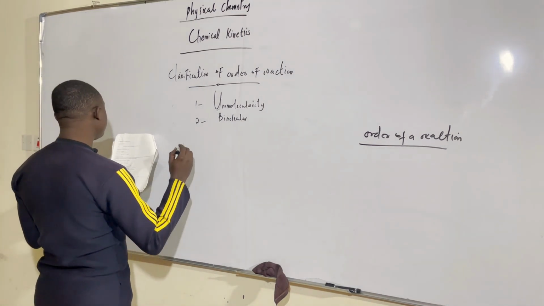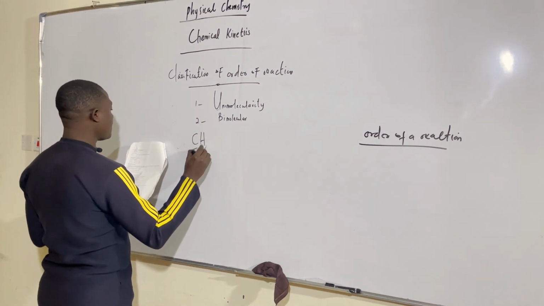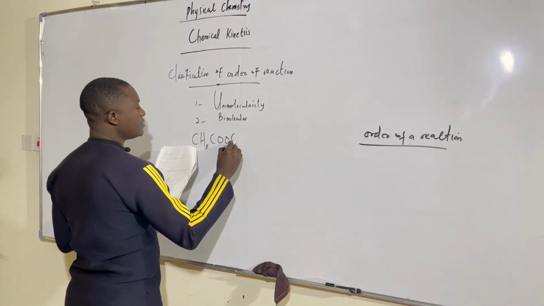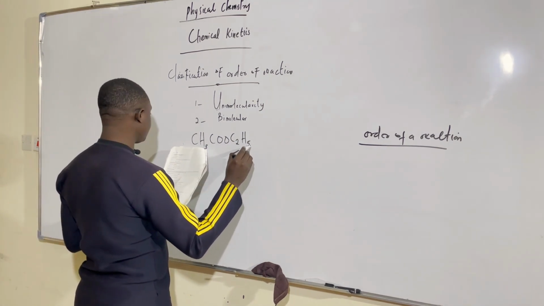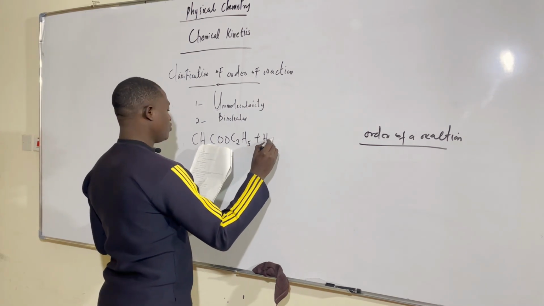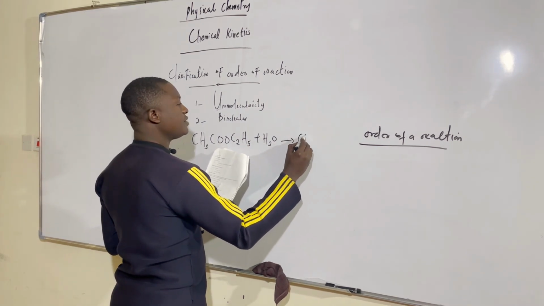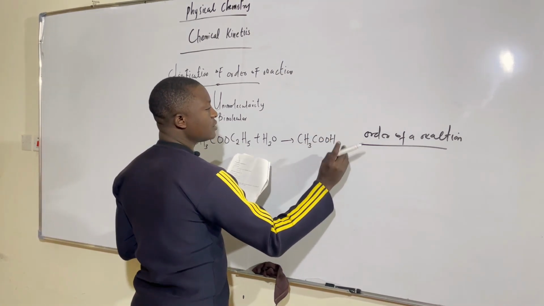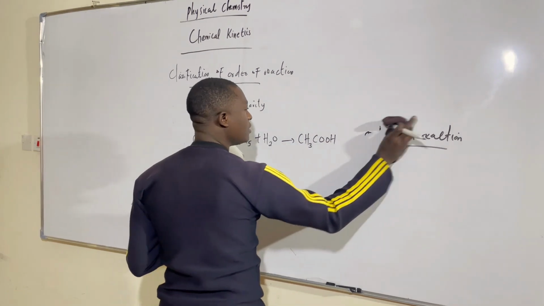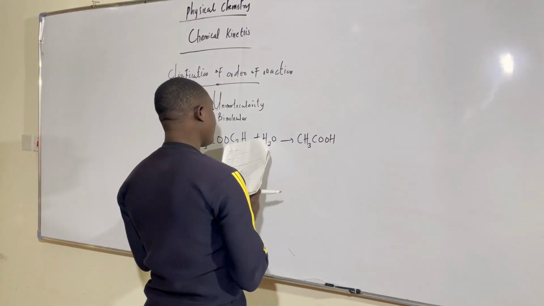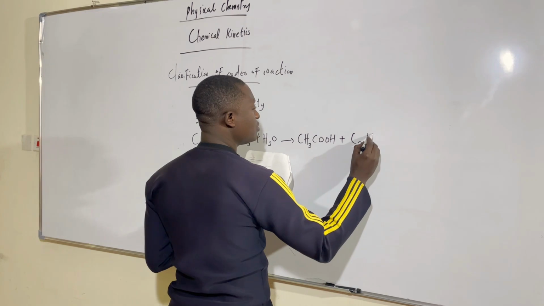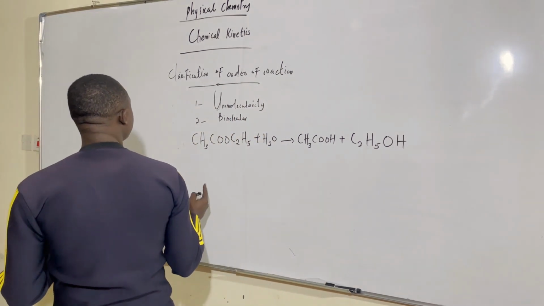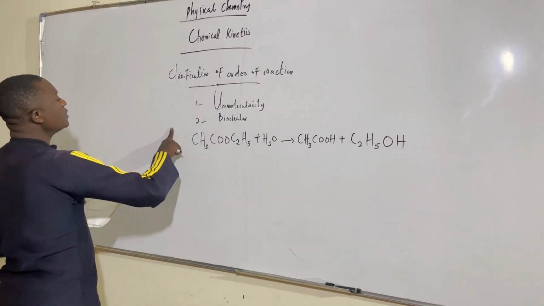Let's say I have CH3COOC2H5 plus H2O gives CH3COOH plus C2H5OH. You see this one? So if I want to determine the molecularity of this, let's firstly find its rate law.